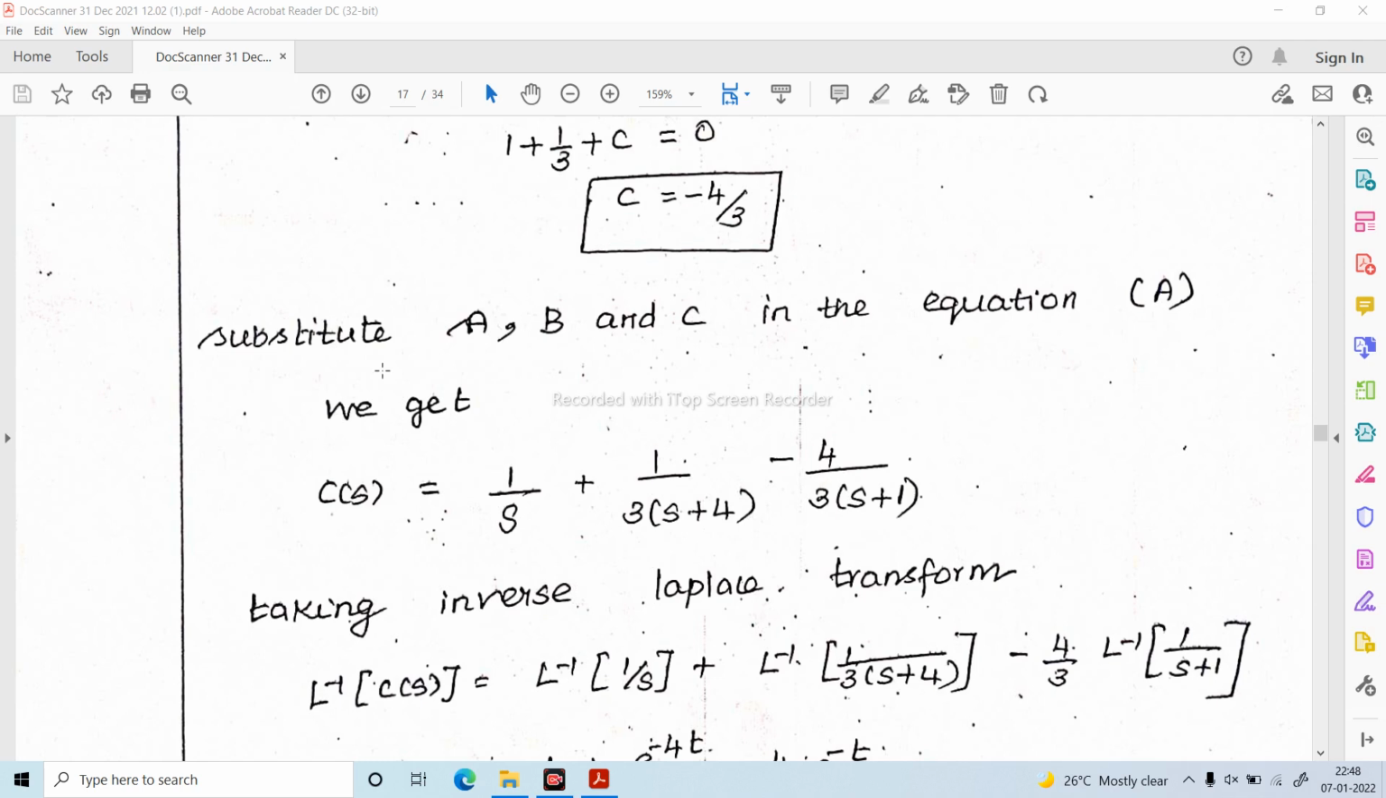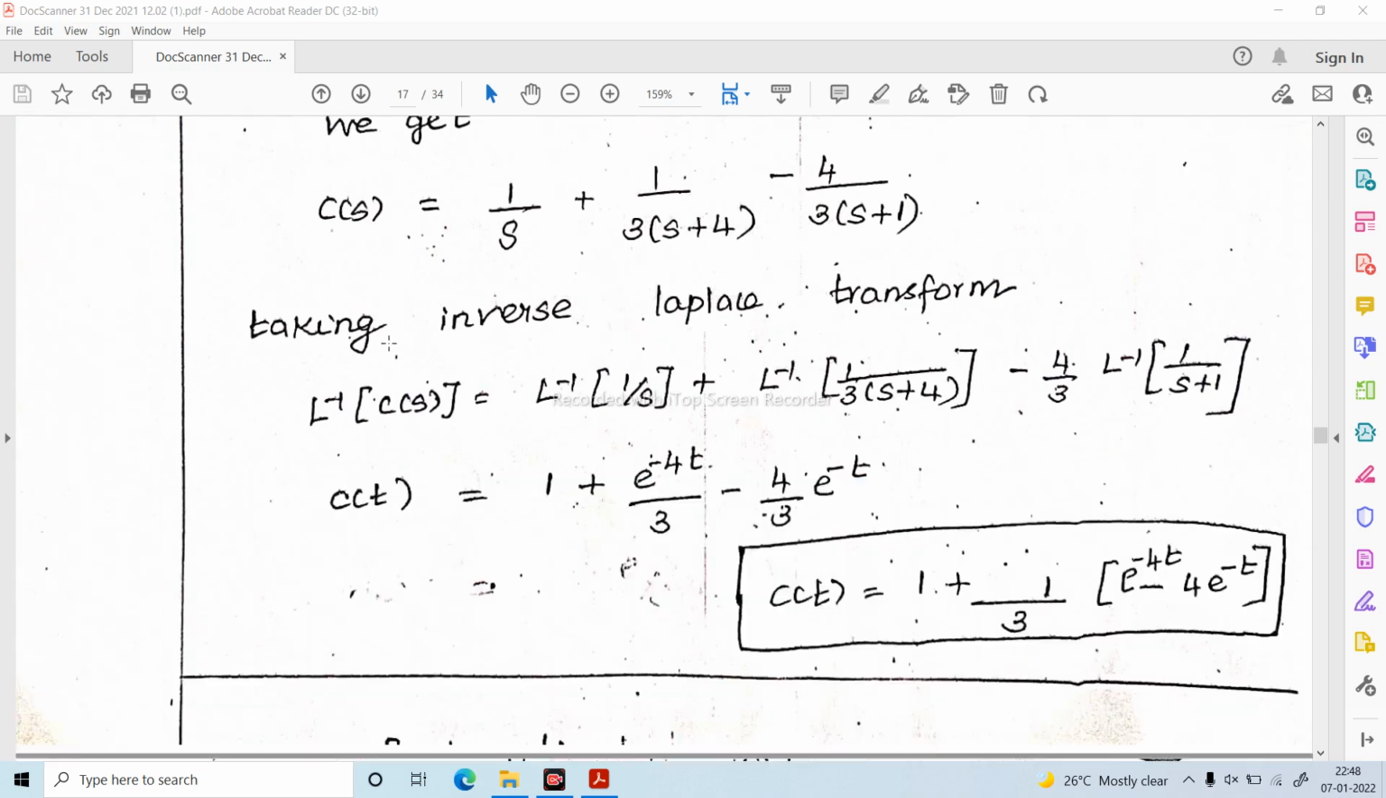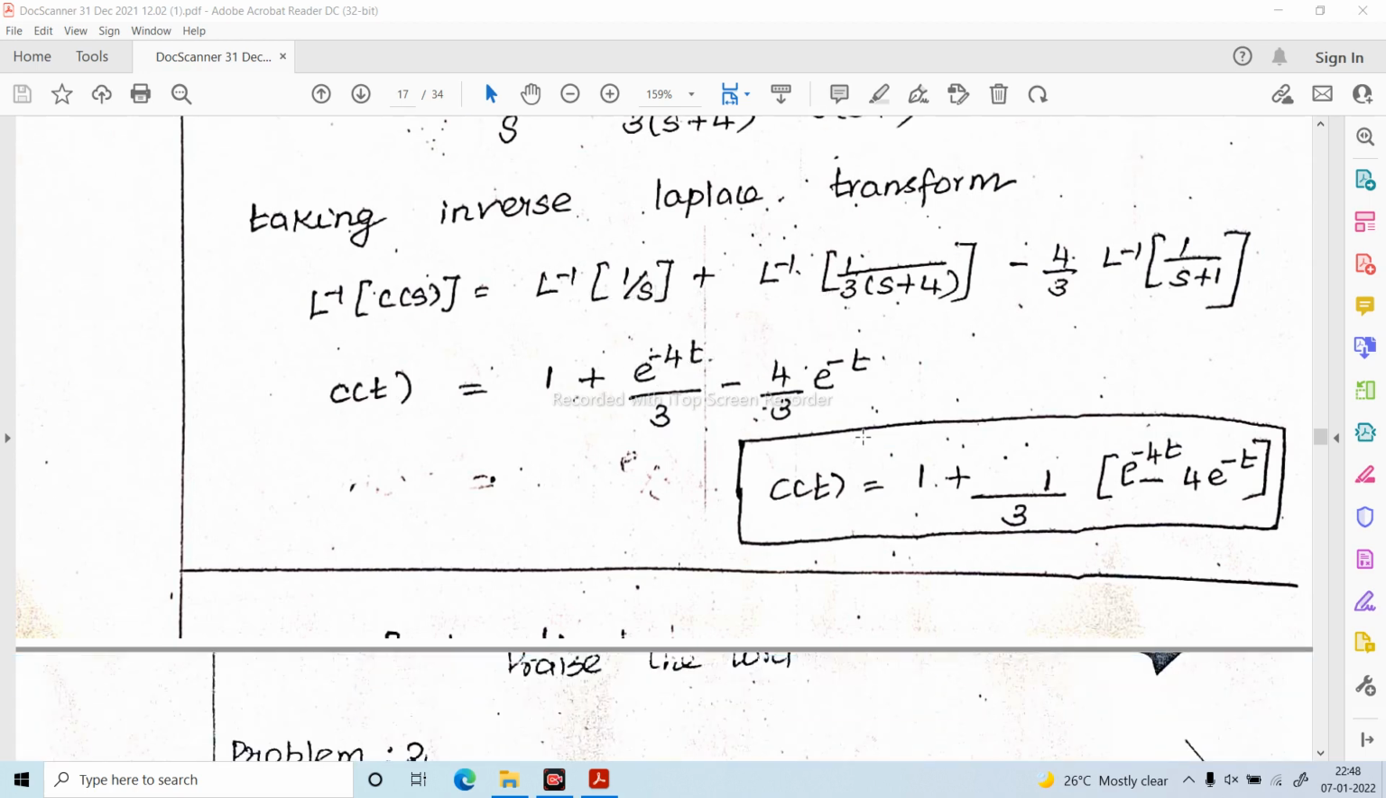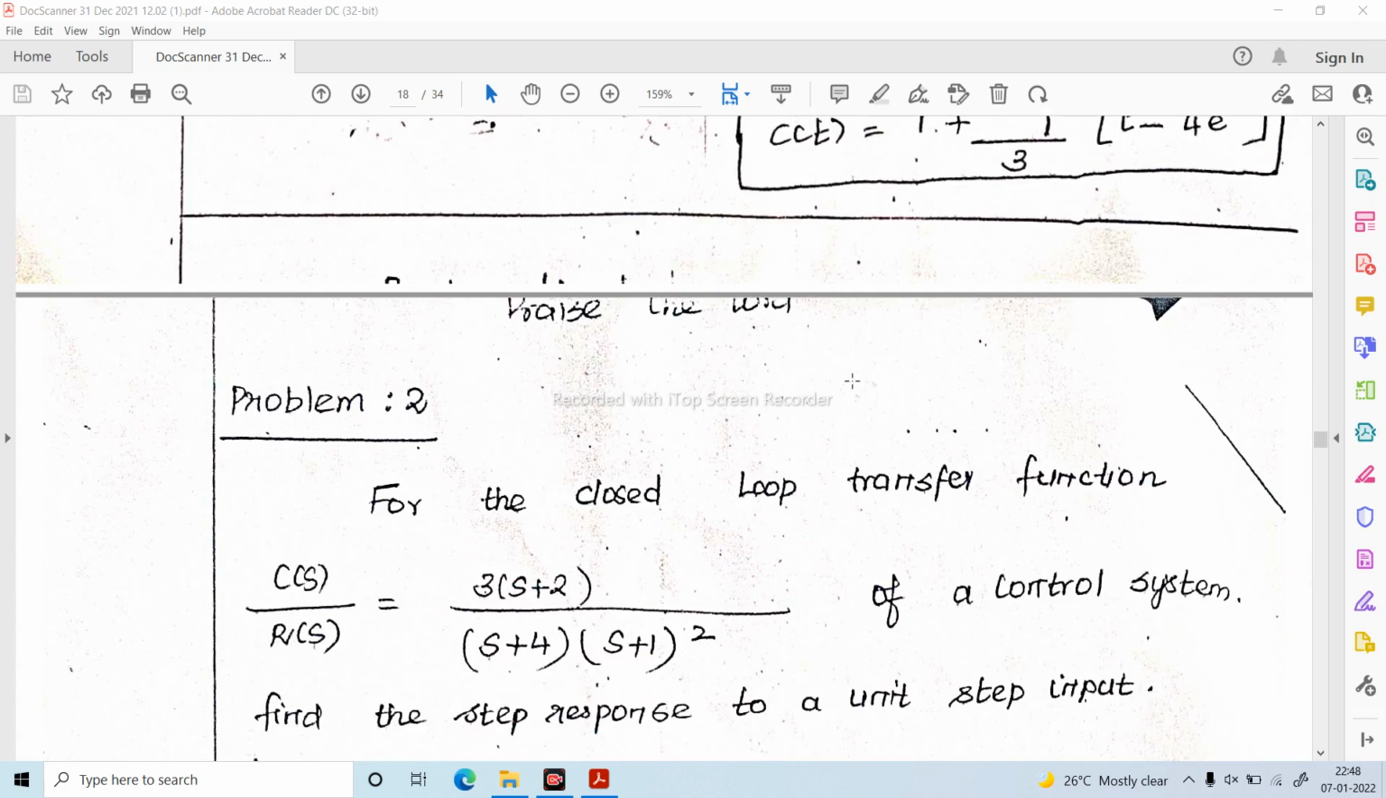Taking the inverse Laplace transformation: what is the inverse Laplace transformation of 1 by s? That is equal to 1. What is the inverse Laplace transformation of 1 by (s plus 4)? That is similar to 1 by (s plus a), which gives e power minus at. So c(t) equals 1 plus e power minus 4t by 3 minus 4 by 3 into e power minus t. That's all. This is problem 1.